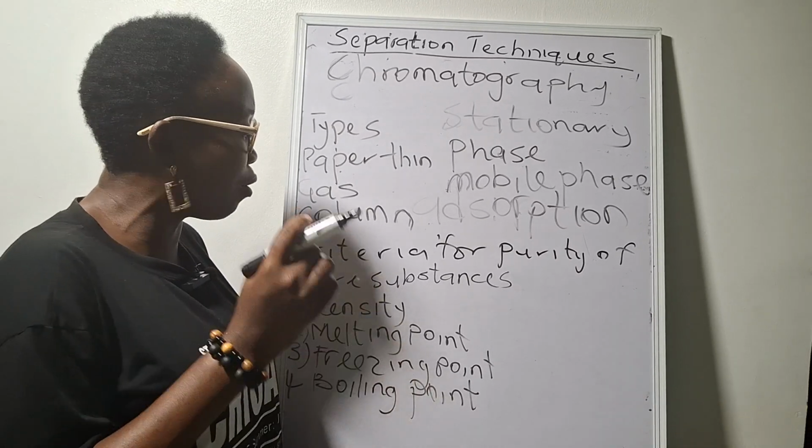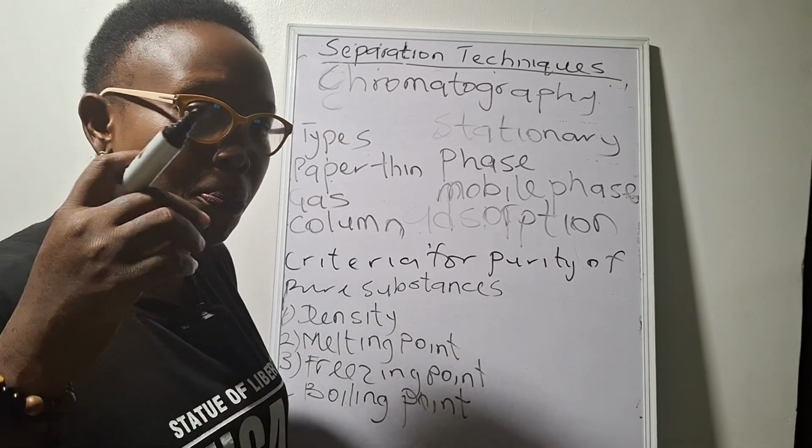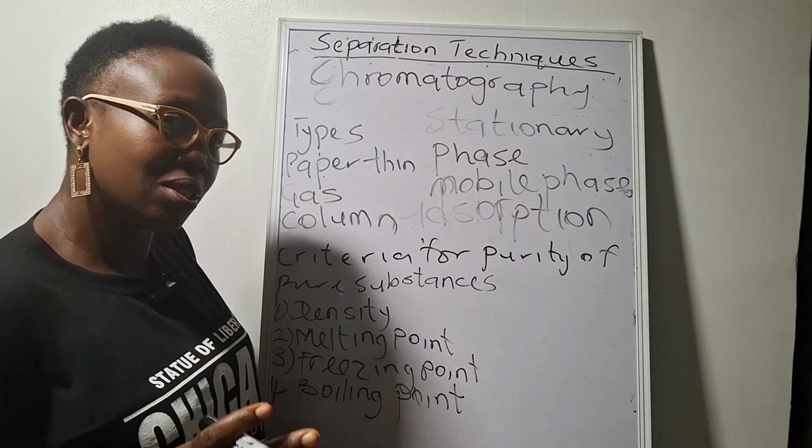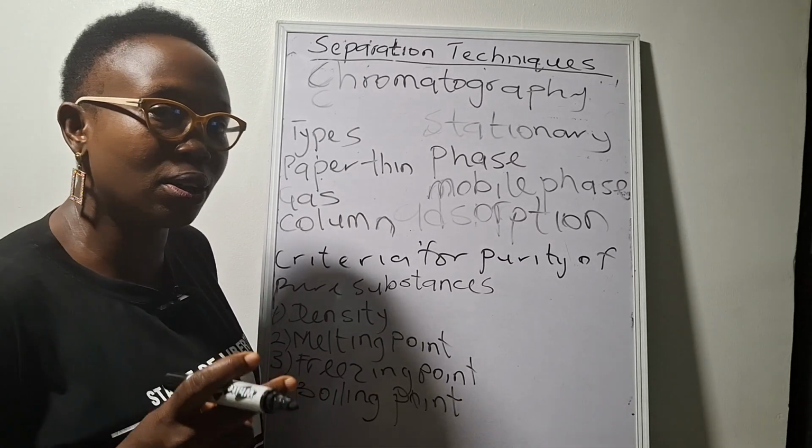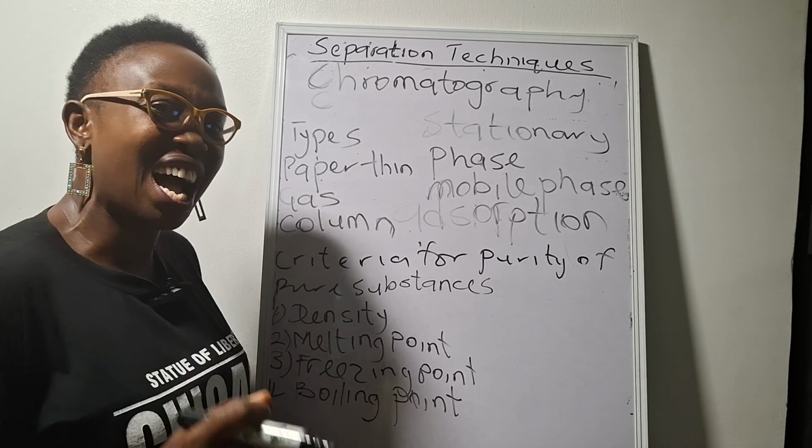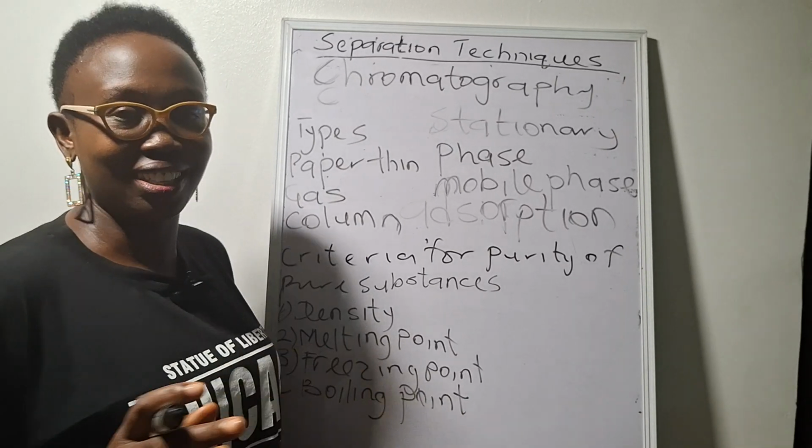For you to identify your substances as being pure, you must observe their boiling point, the melting point, the freezing point, and the density.